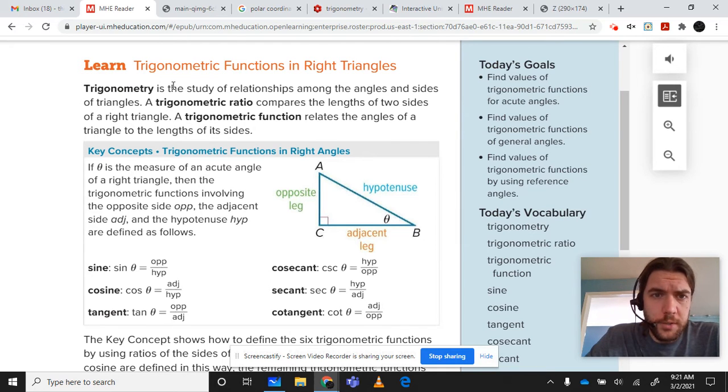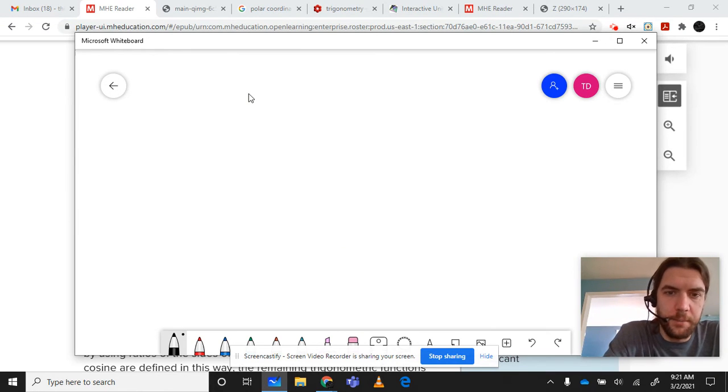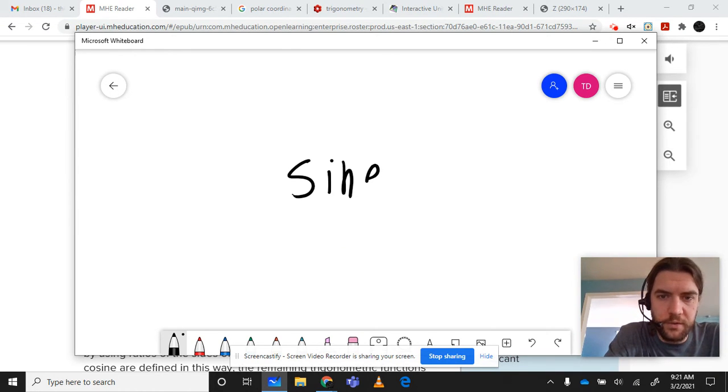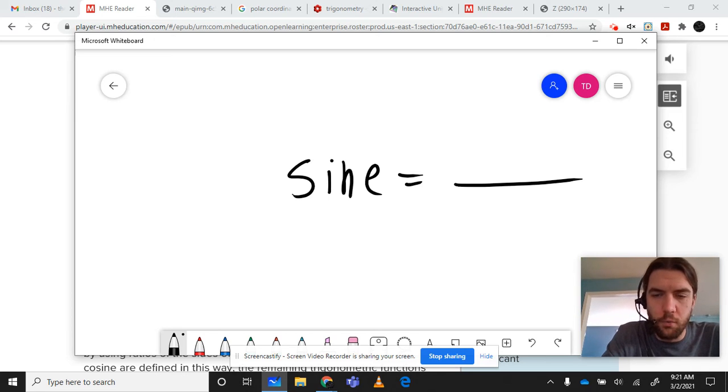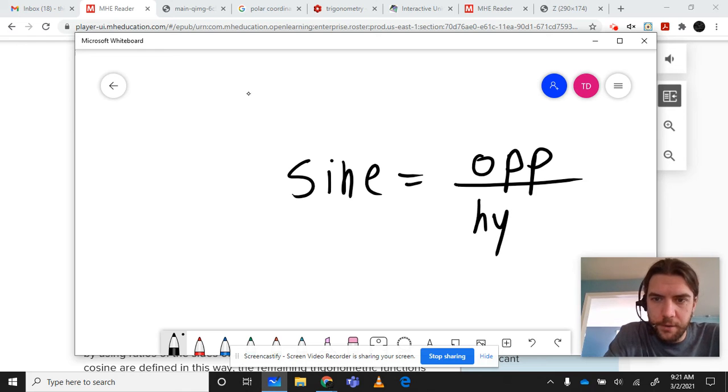So, trigonometry is the study of relationships among the angles and sides of triangles. A trigonometric ratio compares the lengths of two sides of a right triangle. A trigonometric function relates the angles of a triangle to the lengths of its sides. Okay, so let's try to break that down. A trigonometric ratio is what is meant by, what does sine mean? What does this word mean? Well, it is a trigonometric ratio. It's the ratio of the opposite side divided by the hypotenuse. Okay, that is the trigonometric ratio.